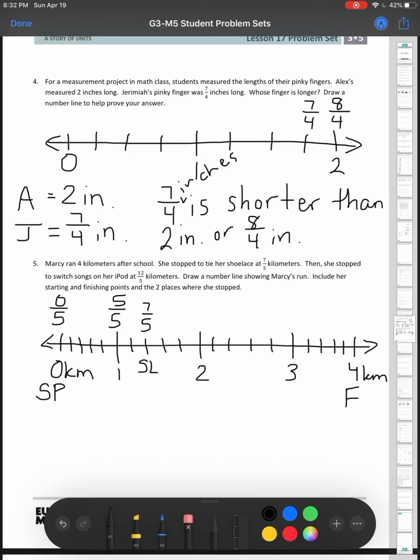Then at 12/5, if we know that 5/5 is 1, 5 times 2 is 10, so our 2 wholes is 10/5. And then we can continue to move over 2 spaces for the 12/5. And this is where she switched songs. If you want to make it very clear which spots each of your changes happen, you can put dots on your number line. You don't have to put dots on your whole numbers because nothing happened at those. Those were just reference points. So that's the end of Module 5, Lesson 17, Problem Set.